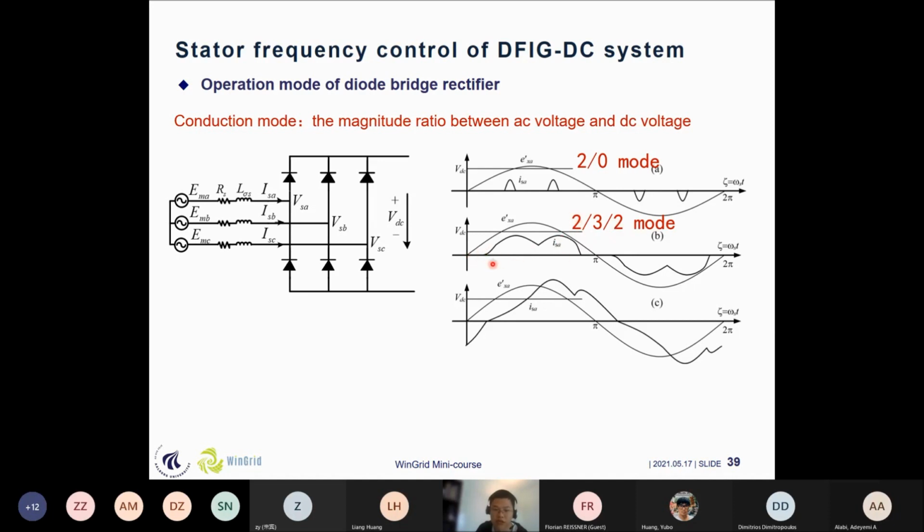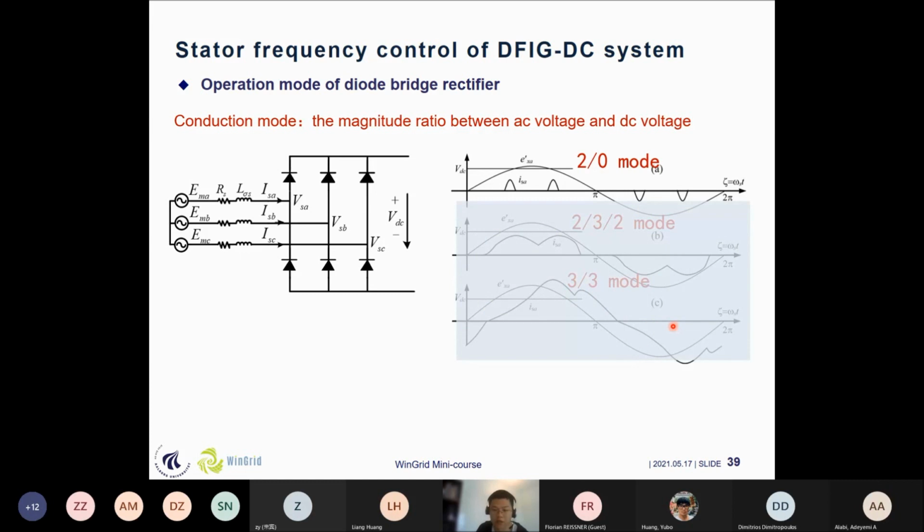When 2 diodes conduct, it means that one phase's lower diode is conducting, so it still has some discontinuous current. So if we go on increasing the ratio between the AC side voltage and the DC side voltage, we can see that it can achieve a 3-3 mode. It means that the current is always continuous.